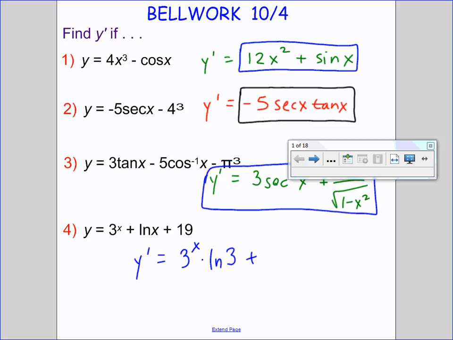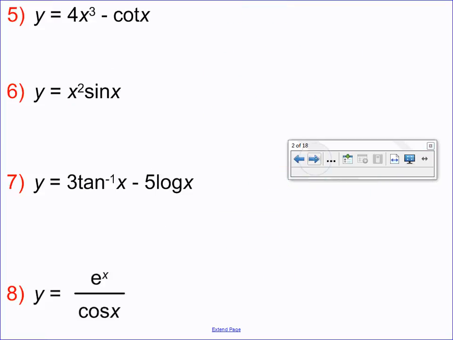Plus, the derivative of natural log of x is one of my favorites. That's just 1 over x, right? 1 over the function times the derivative of the function. And the derivative of 19 is 0. Raise your hand if you had number 4 correct. Great, halfway there.